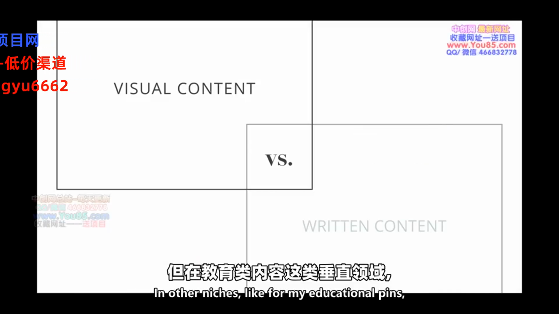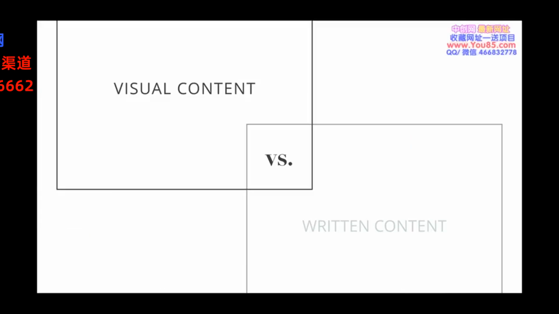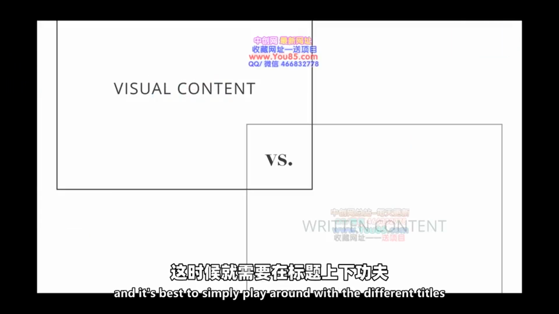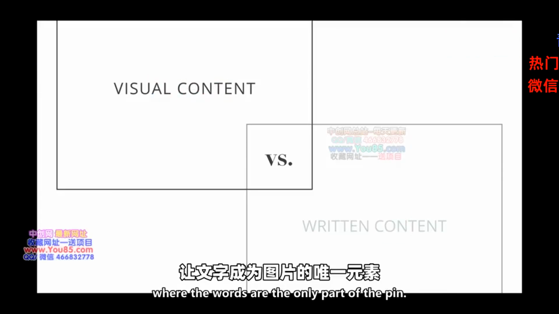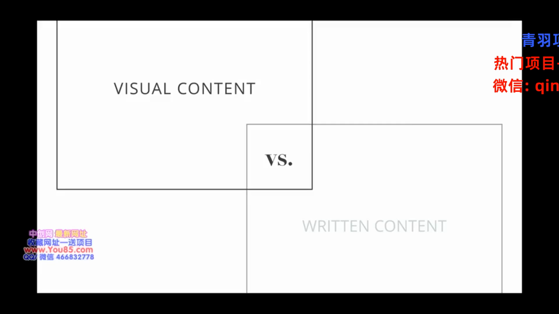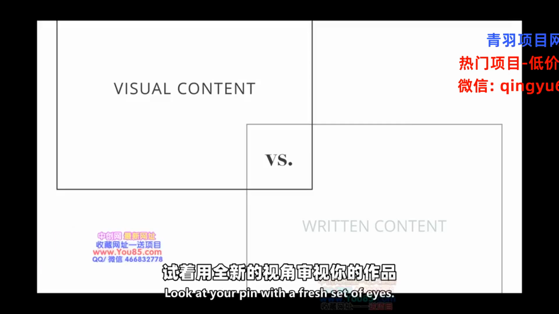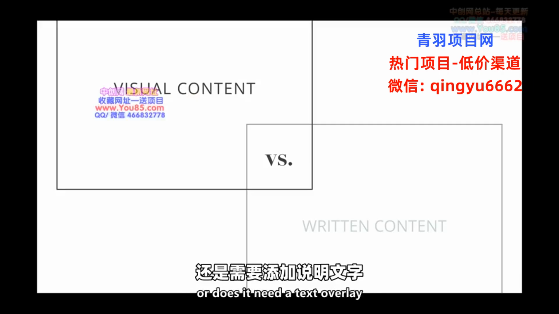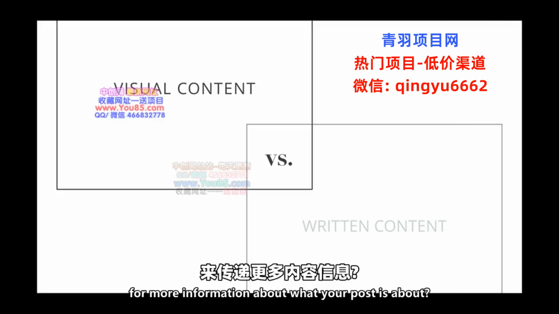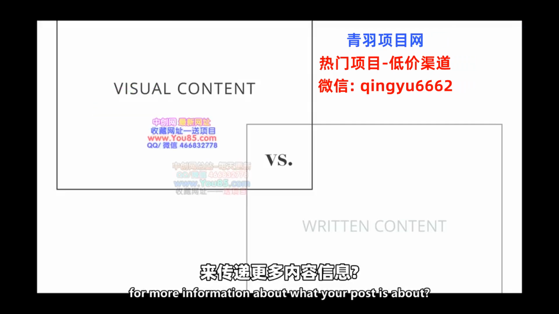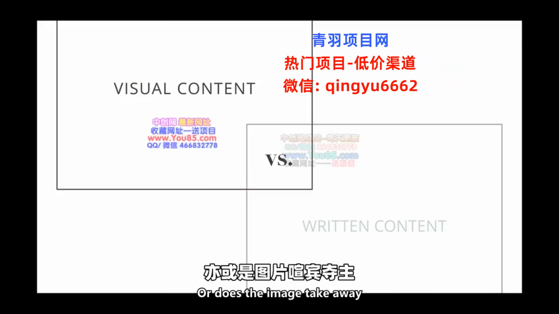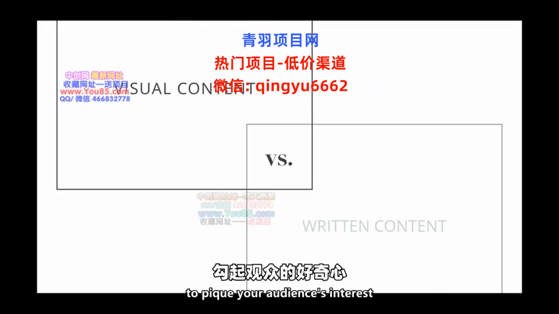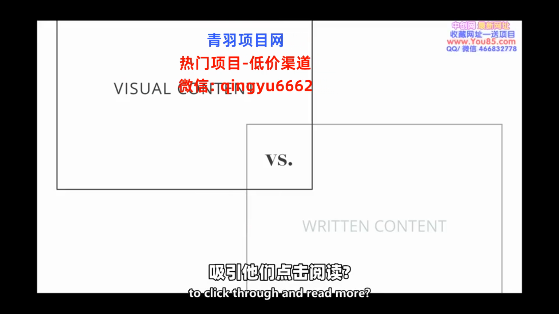In other niches, like for my educational pins, sometimes no graphic is the way to go, and it's best to simply play around with the different titles where the words are the only part of the pin. Look at your pin with a fresh set of eyes. Does the image stand on its own? And will it inspire your audience, or does it need a text overlay for more information about what your post is about? Or does the image take away from the topic you're writing on, and a simple title is enough to pique your audience's interest to click through and read more?